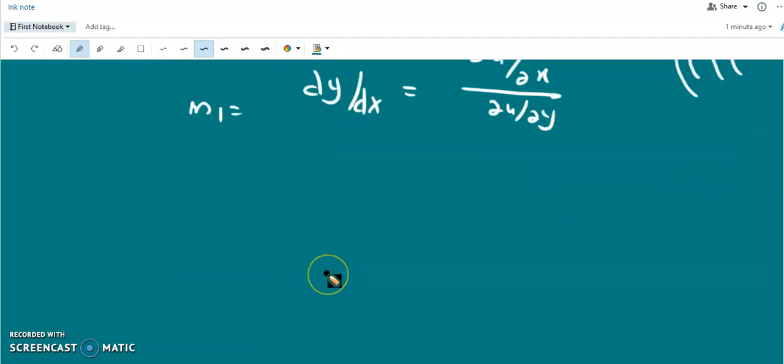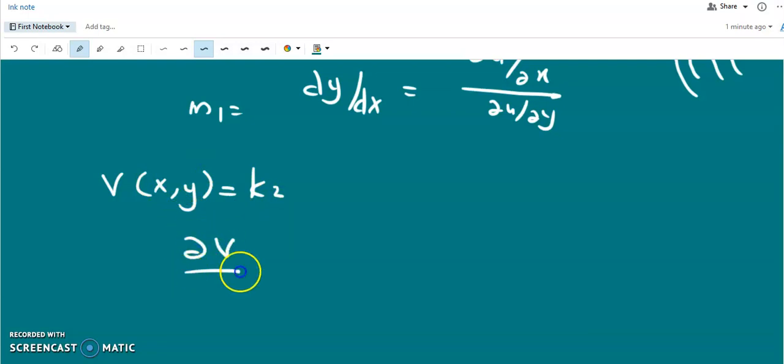So now take the second family of curves, v equal to k2. v of xy equal to k2. Now differentiating with respect to x, we get ∂v/∂x + ∂v/∂y · dy/dx equal to 0.